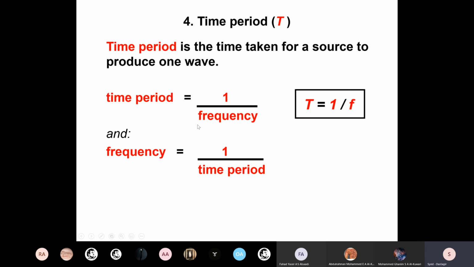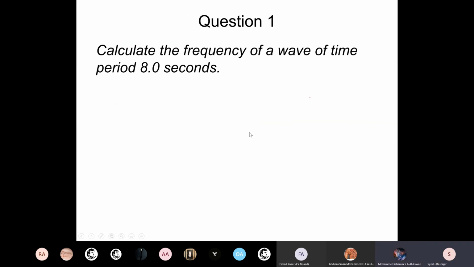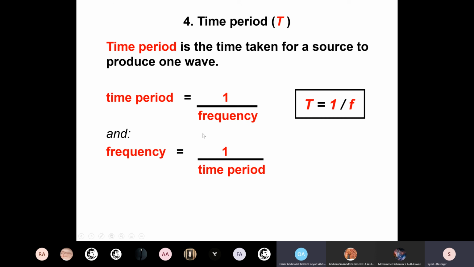Right, so how to calculate time period? 1 over frequency. And we know what frequency is, yeah? The second way, we just rearrange the equation to find frequency. We do 1 over time period. Now, knowing these, we can work out the following questions. So, on your PowerPoints now, can we now calculate the frequency of a wave with a time period of 8 seconds? Don't you have the equation here?